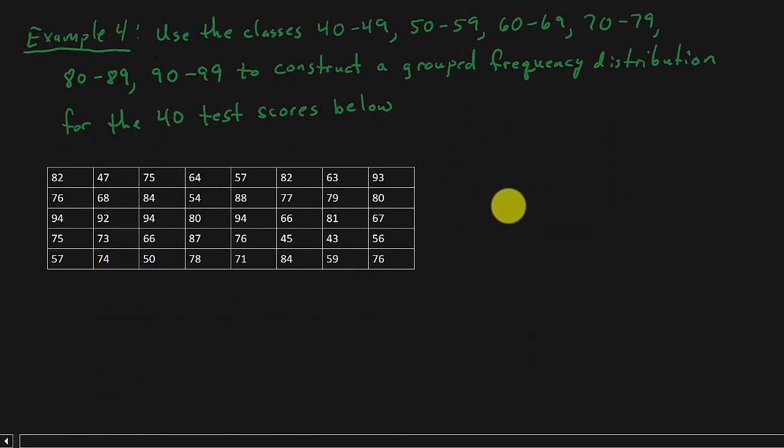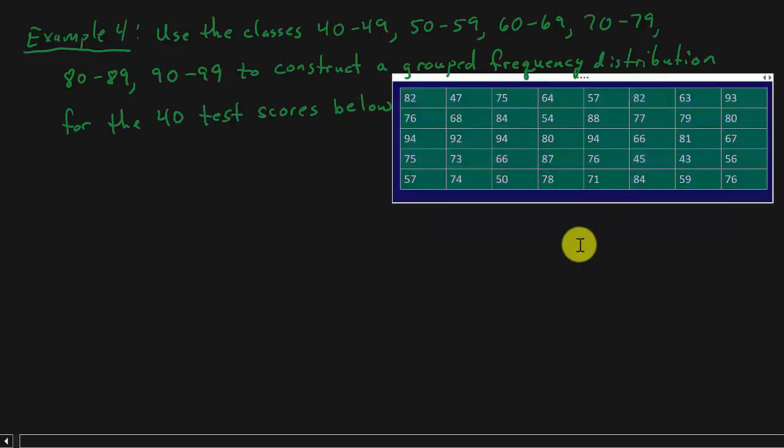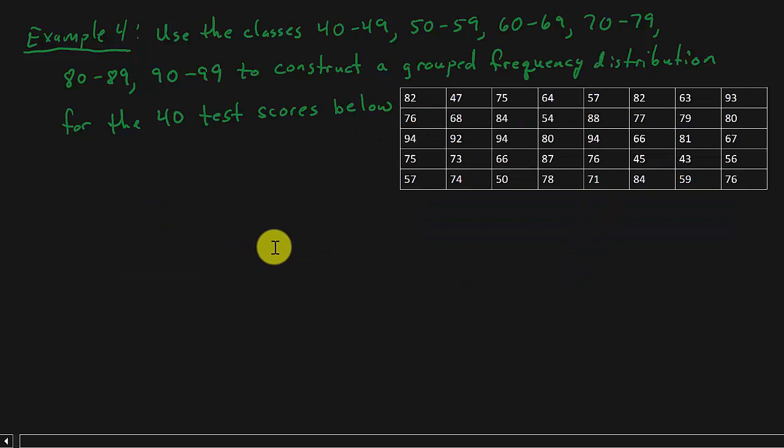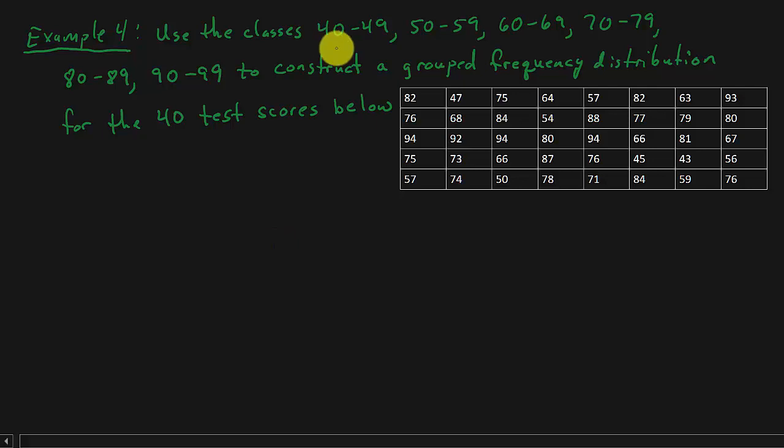All right, so now let's look at this, and I actually want to take this and move it over here so I can work right here. All right, so it says use the classes 40 to 49, 50 to 59, all the way to 90 to 99 to construct a grouped frequency distribution for the 40 test scores below. The grouped distribution is a little bit different than what we just did. We're going to group them into classes, into intervals. So you can see they give us the intervals here.